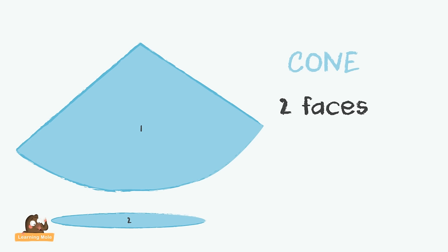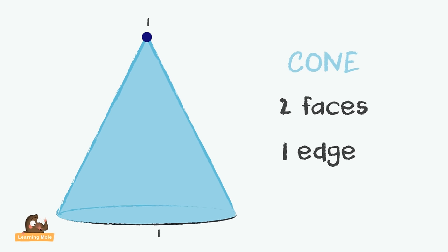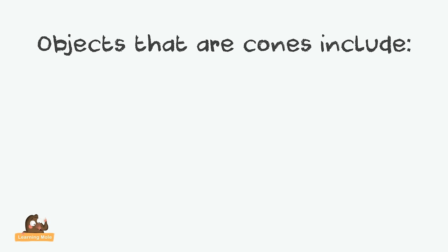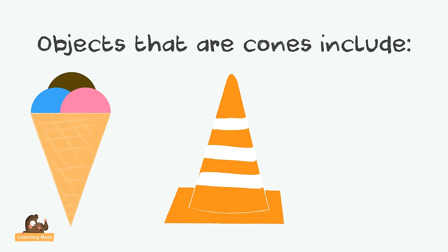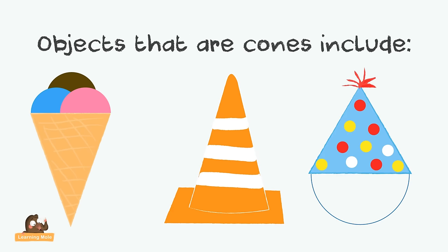A cone has two faces, one edge, one vertex. Objects that are cones include ice cream cone, traffic cone, party hat.